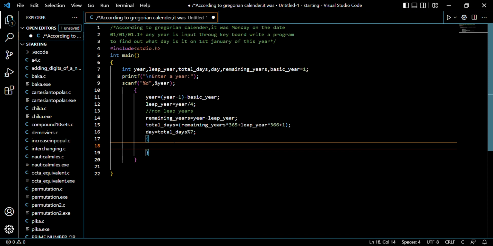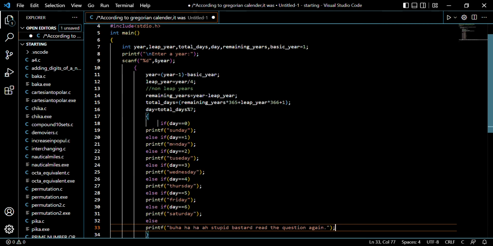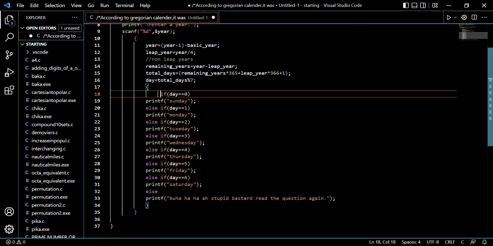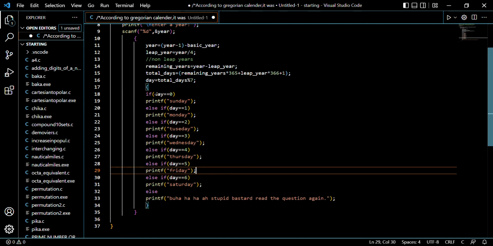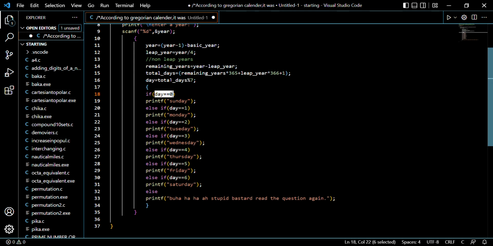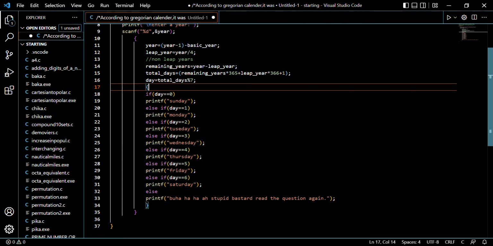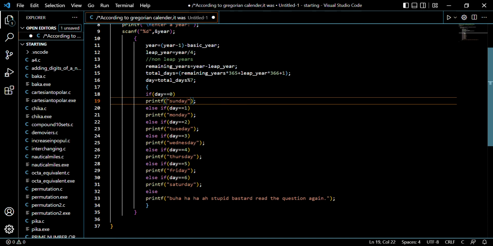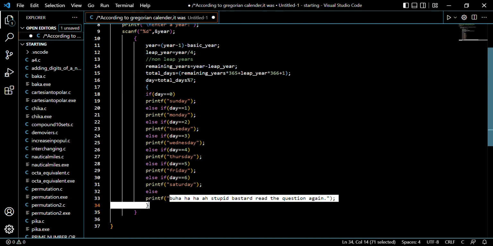So let me just copy it. I already wrote it because it's going to become lengthy if I write it again. So I'm just copying what I've written in the page. So if total days modular 7 is equal to 0, we are going to take it as Sunday, 1 Monday, 2 Tuesday, 3 Wednesday, 4 Thursday, 5 Friday, 6 Saturday, and this is just in case the user enters the wrong number here, this is what it's going to print.